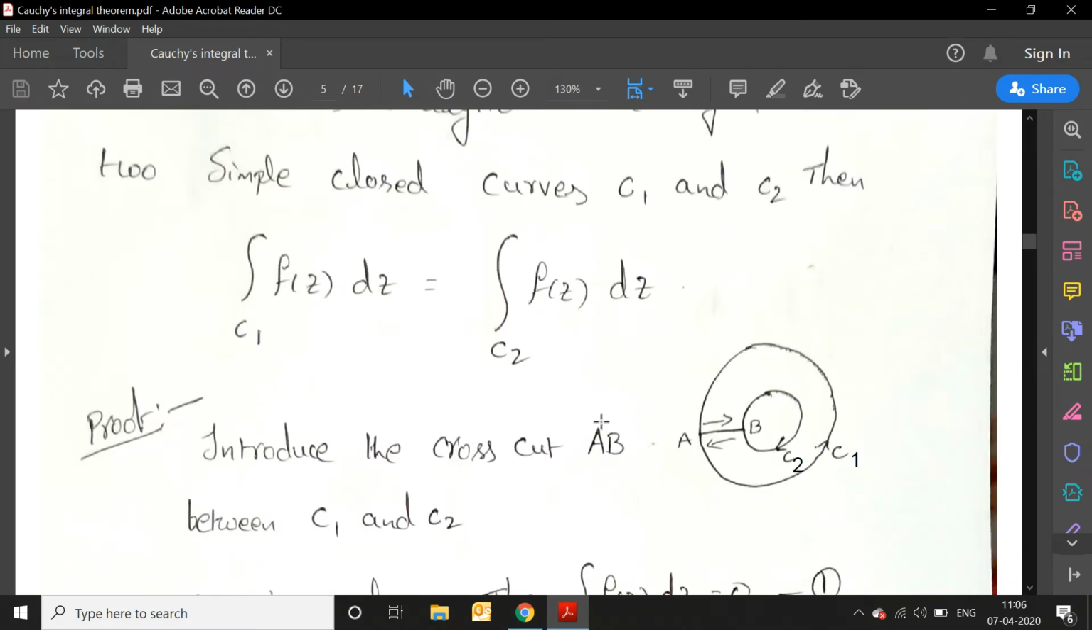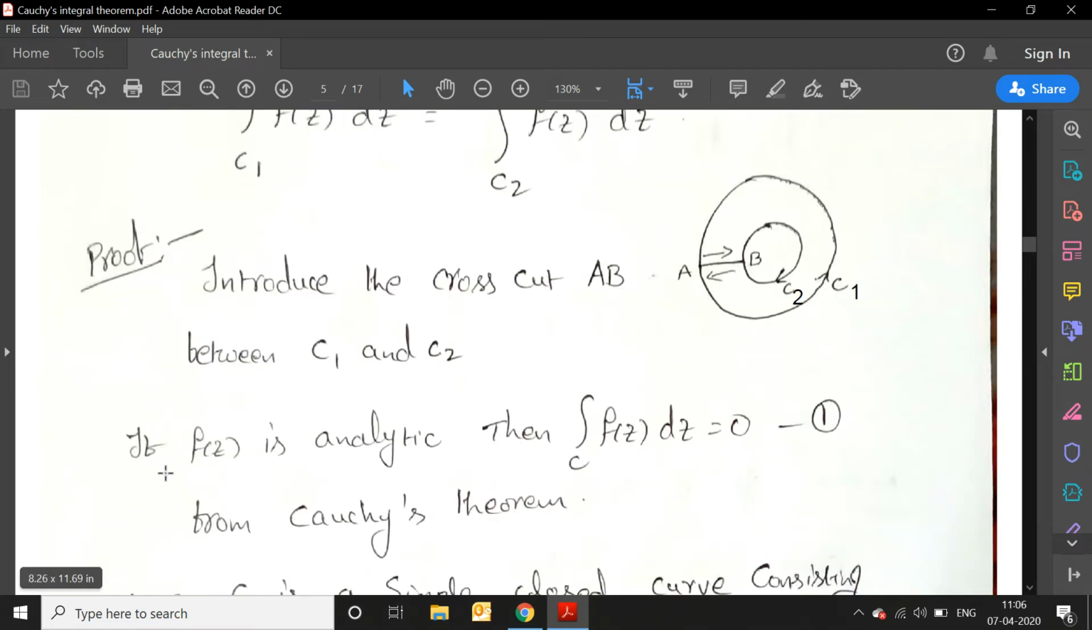Now we introduce the cross cut AB between C1 and C2. Here, if f of z is analytic, then the integral over C of f of z dz is equal to 0 from Cauchy's theorem. From the above theorem, we take the equation integral over C of f of z dz is equal to 0. This is a multiply connected region, but with the cross cut it is totally one region or one curve. That's why we can consider the integral over C of f of z dz as equal to 0.